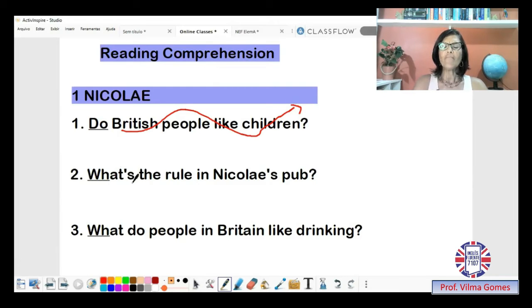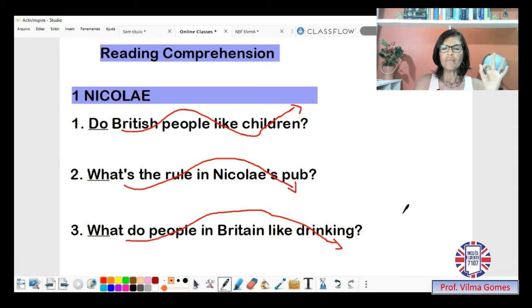E agora aqui, information question. What is the rules in Nicholas pub? At the end, it goes down. Né? What do people in Britain like drinking? It's the same, certo? Eu subo, mas no final eu desço. Muito bem. 3 perguntas.